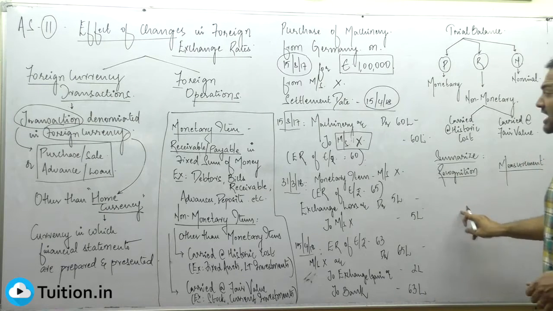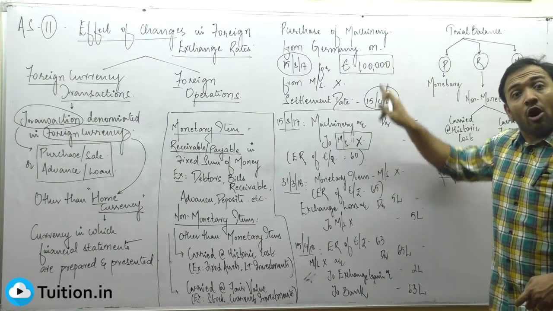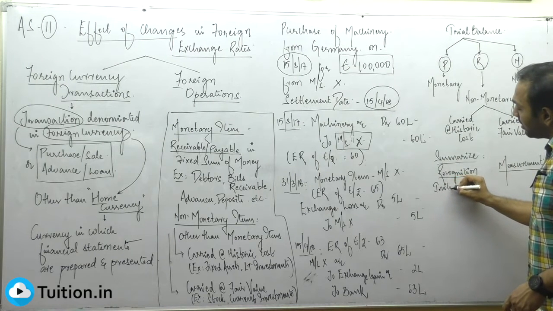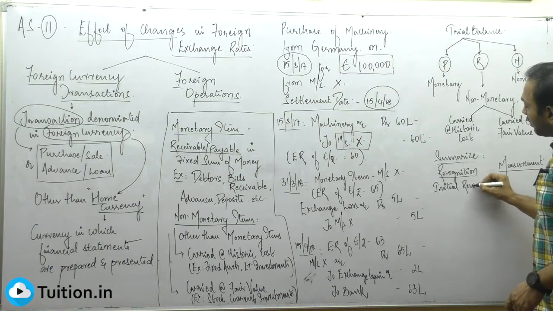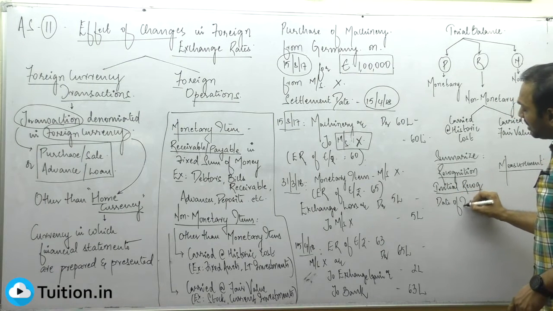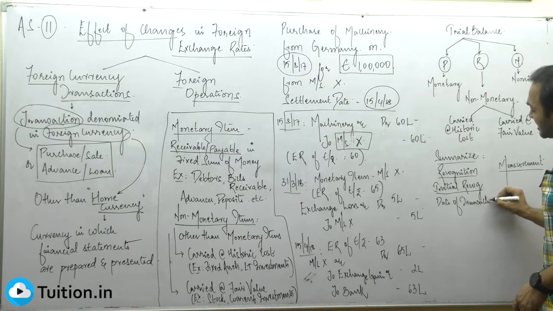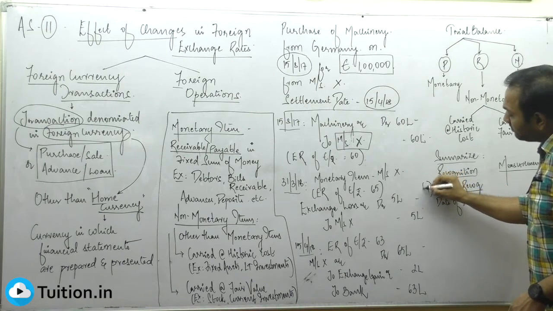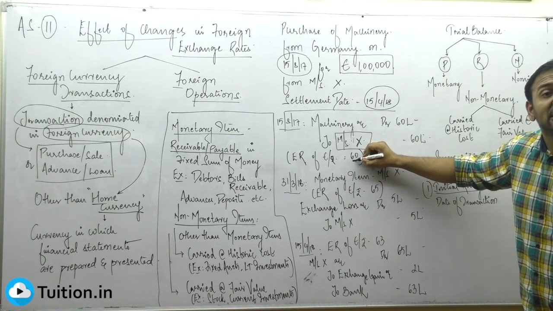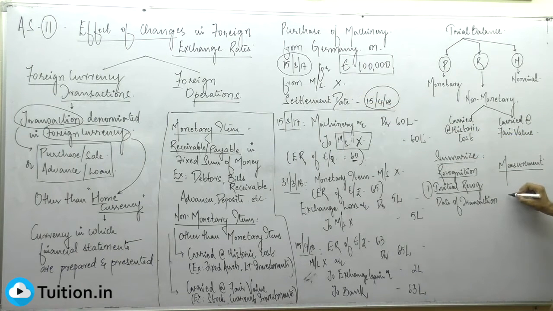Look at it now. First, when did you record the transaction? On the date of transaction only I record. First, initial recognition. My initial recognition should happen on the date of transaction itself. On the date of transaction, what rate should I use? What rate did I use to translate this? I have used 60 rupees, that is the exchange rate on the date of transaction. So on the date of transaction, I will use the exchange rate on the date of transaction.